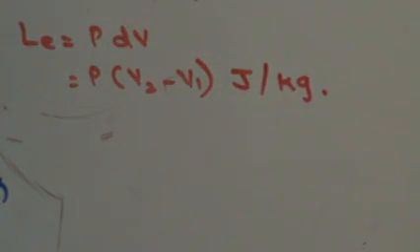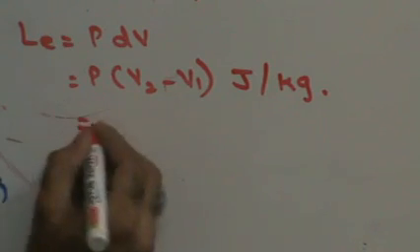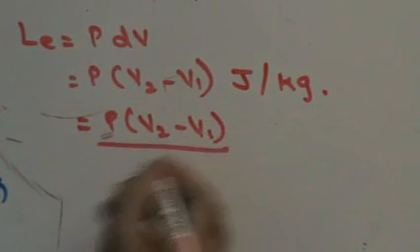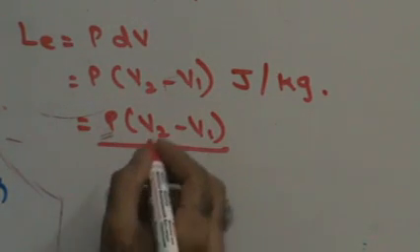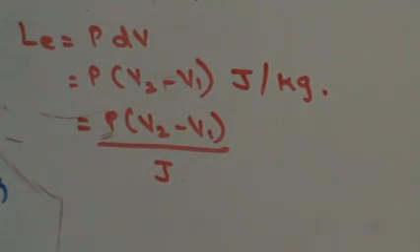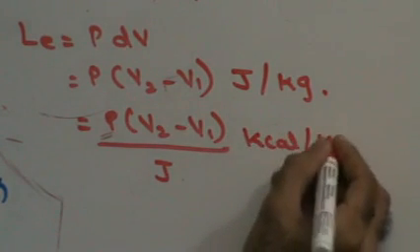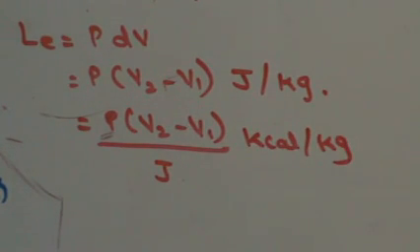Joules per kilogram, because I've converted it into SI units, right? Now, once I have this in terms of joules per kilogram, I can convert this into kilocalories. To convert this into kilocalories, this will be P(V2 minus V1) upon J. When I divide it by the mechanical equivalent of heat, this will give me the answer in terms of kilocalorie per kg, right? Once you have this, then I can use my latent heat formula.